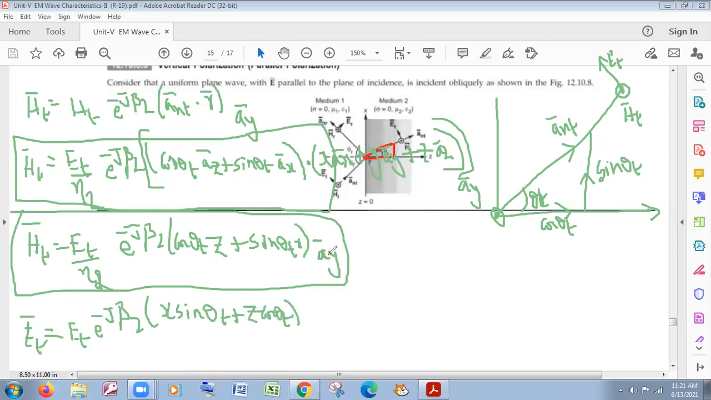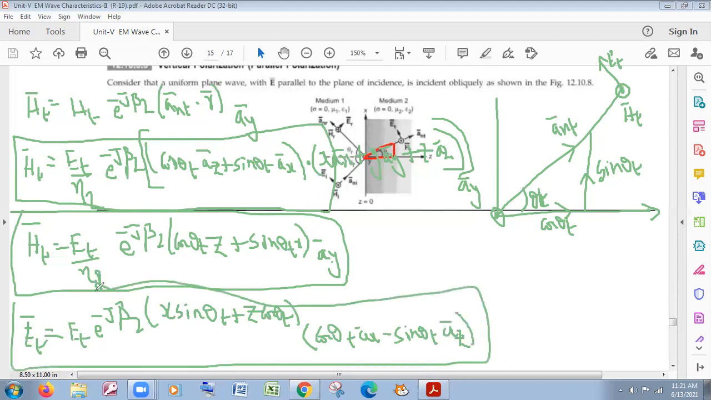I told that AY bar cross this function, whole multiply. This is in the power. The AY bar cross this function, Y and the z is in order. So you'll get a cos theta t into AX bar. And the y and the x, so it is a minus sine theta t into az bar. Okay, so ET bar is equal. Now in this function also, when the z is equal to 0, it is e power minus j beta 2 x sine theta t. In this also, the z is equal to 0, the exponential e power minus j beta 2 x sine theta t only can consider as the x bar coefficient, you will get the cos theta t.